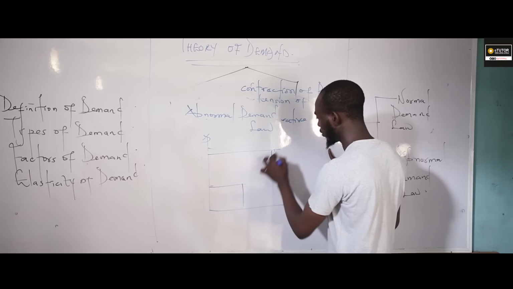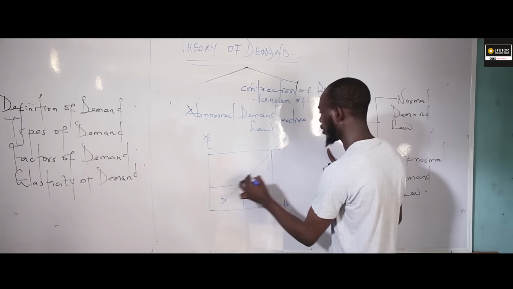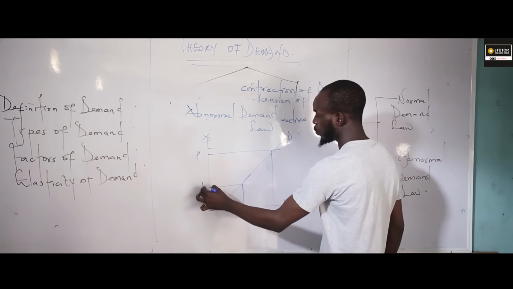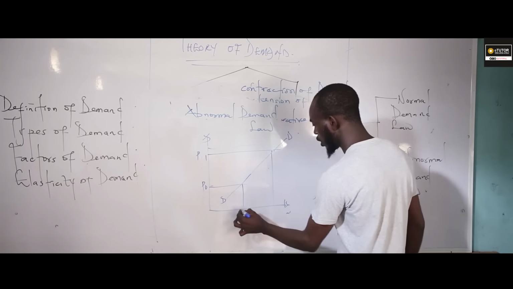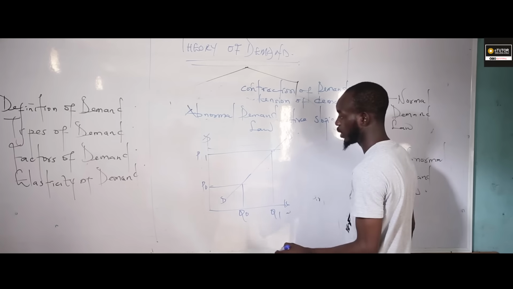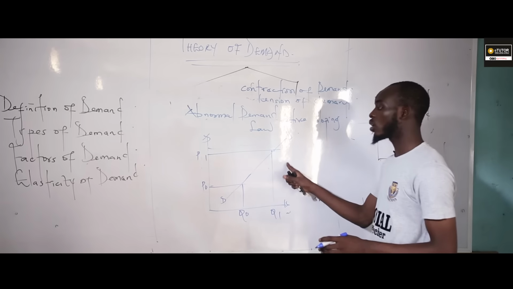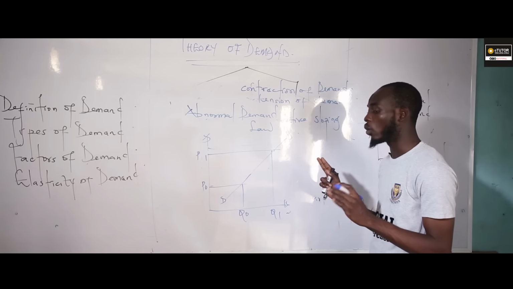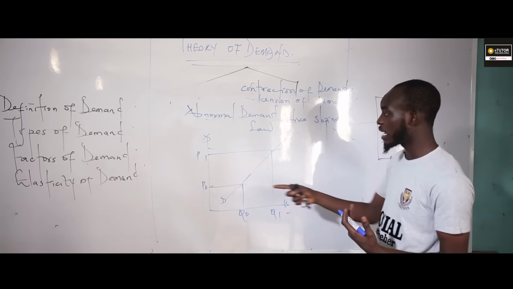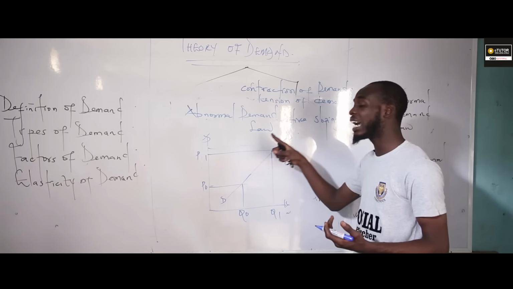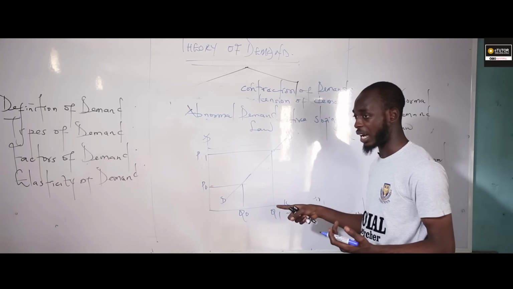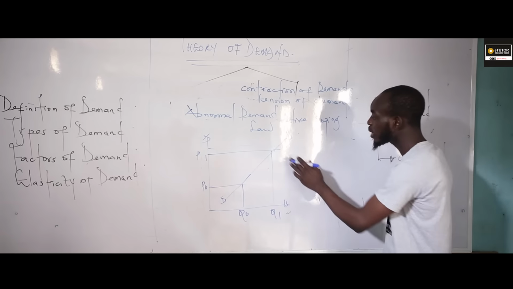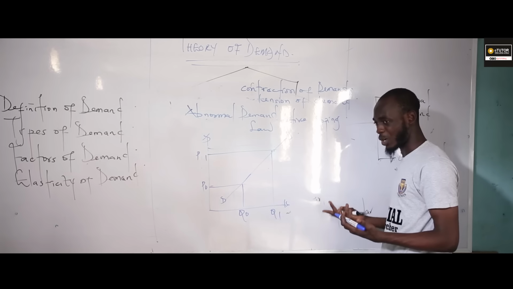Mind my drawing. So we have P, we have P0, P1, we have Q0, we have Q1. So this is the curve. Don't mind my drawing. This is the curve of the abnormal demand law. Now, the abnormal demand law states that the higher the price of a commodity, the higher the quantity that will be demanded, and vice versa. So, based on this, looking at the curve, you look at it as if, how is this possible?